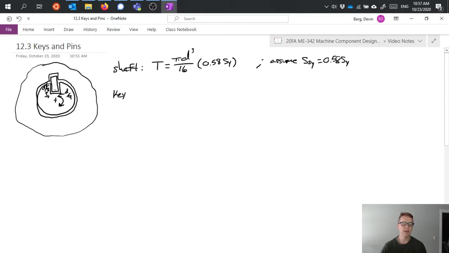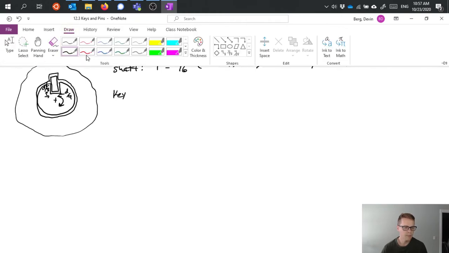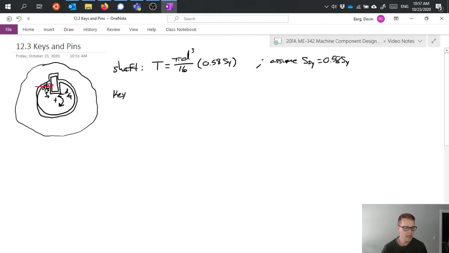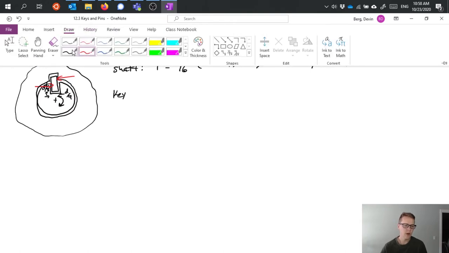And the key in theory can fail in a couple of different ways. It can fail by compression in that we're applying a load to the key due to the torque of the shaft in one direction, then of course an equal and opposite force there. And those are more or less in line with each other, and therefore it can fail by compression. But of course, really it's loaded in shear in this case. At least the loads aren't perfectly aligned, they're slightly offset, which means that we can fail in shear as well. So we want to check both conditions.